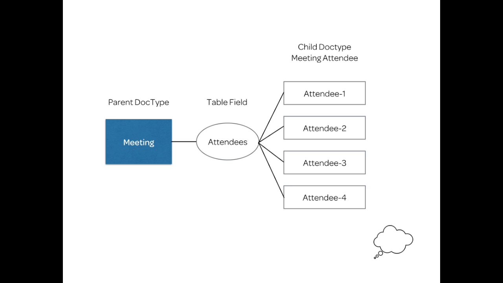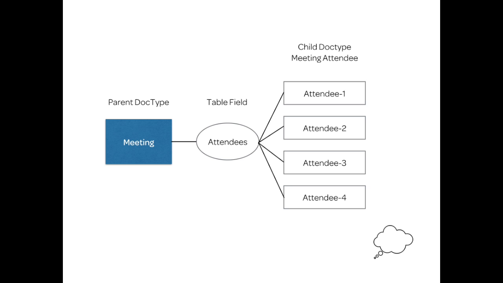So what we do is we create another DocType for the meeting attendee, and then we have a parent DocType meeting, and the way the parent and the children are related is through a table field. So table field is a type of a doc field, and obviously it does not have a column in the database, but it links child tables to parent tables.